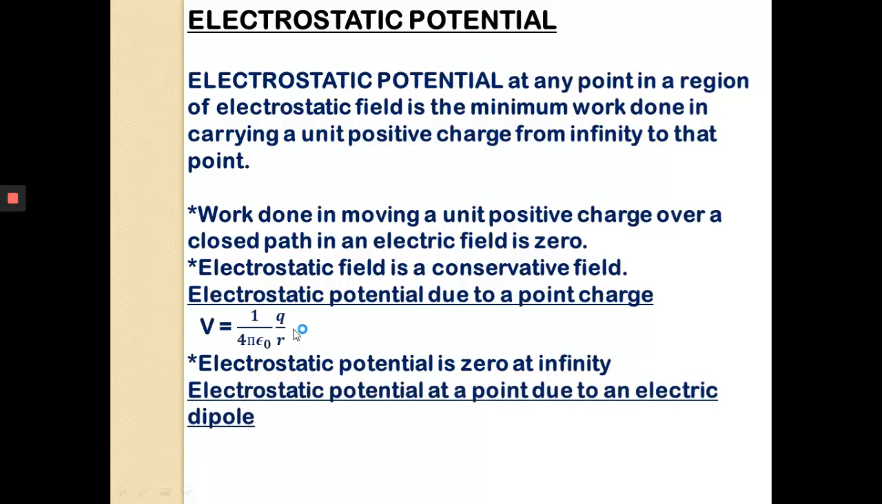Next is the electrostatic potential at a point due to an electric dipole. In an electric dipole, how much will be the electrostatic potential? All these things, the detailed theory, we did in our theory portion. In that playlist you can see all the theory portion with detailed explanation. Here I am giving only the formulas. V equals 1 by 4 pi epsilon 0 P cos theta by R square.